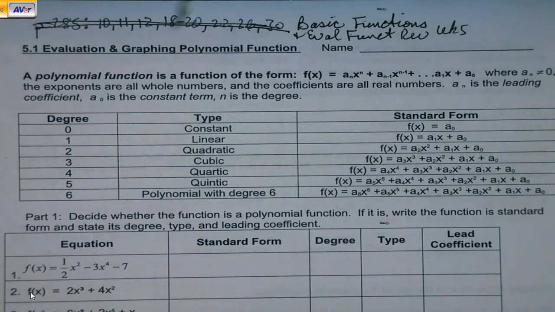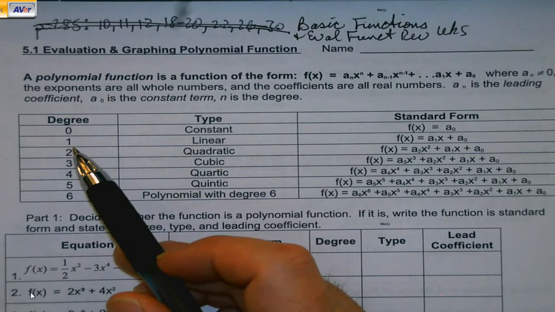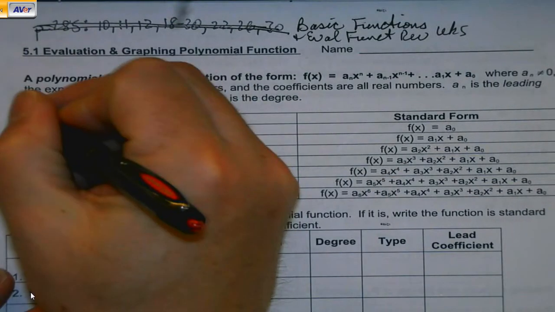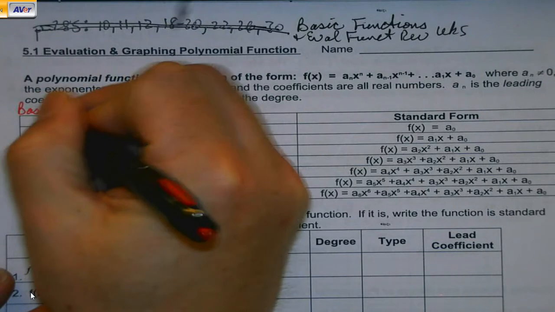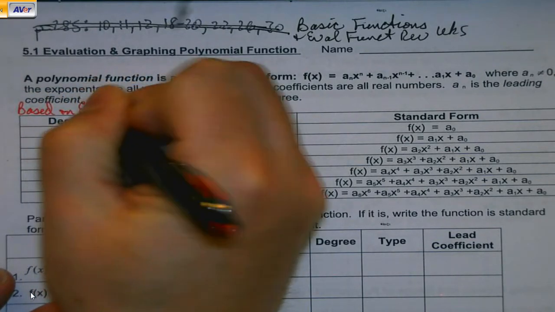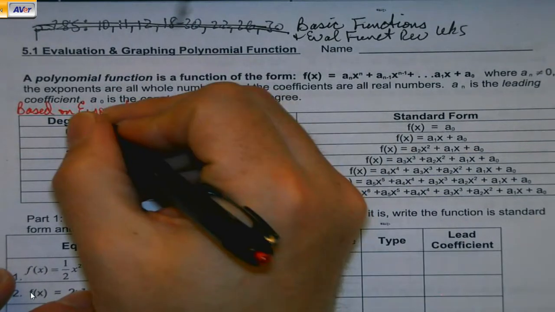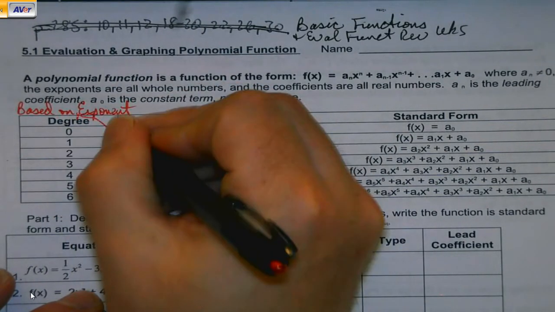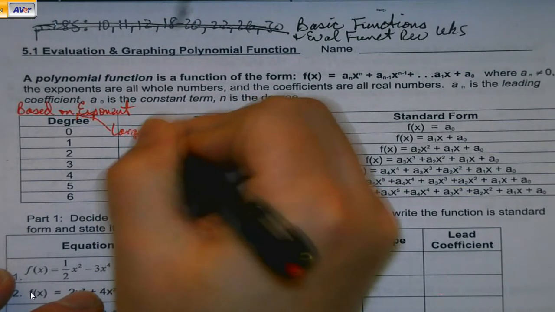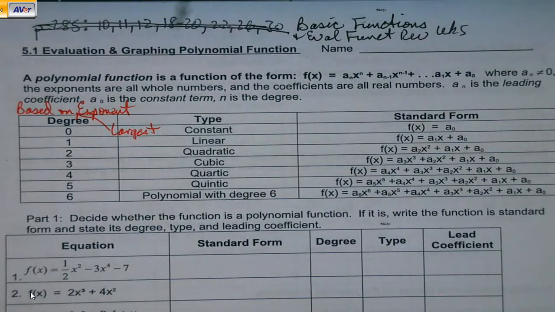So when I talk about something, you're not like, what? What's he talking about? So what I'm going to attempt to do here to make this a little bit simpler is, depending on if something has a degree, and this is based on the exponent you see. And actually, let me take that a little further. Based on the largest exponent that you see.